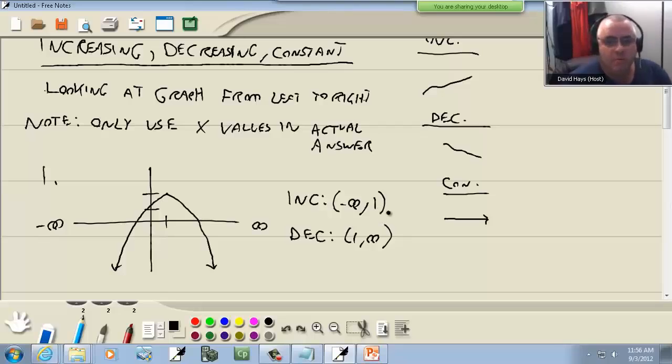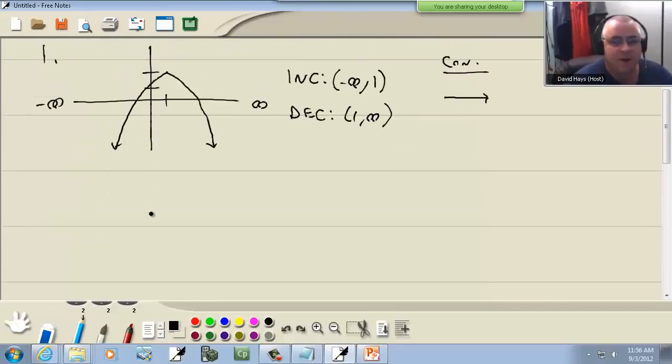Now, some books will put brackets on the 1 to include the 1. Some will put parentheses. They probably both have their own valid explanation of why to use parentheses or why to use brackets. I like parentheses myself, because if you look at a particular point, a point doesn't occupy any space. So you can't say it's actually increasing or decreasing or constant if it doesn't actually occupy space. I'm sure those who like brackets would give you an equally valid reason why it should be brackets.